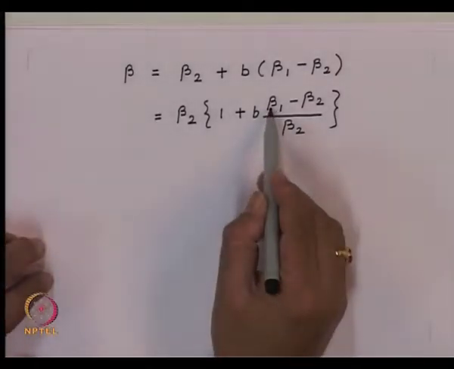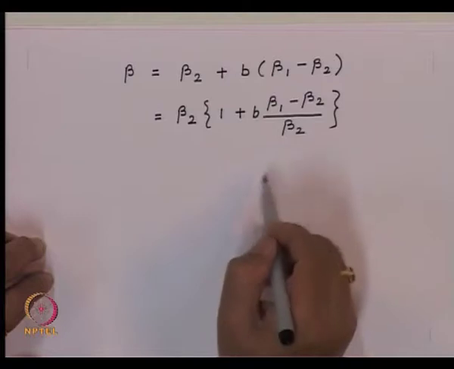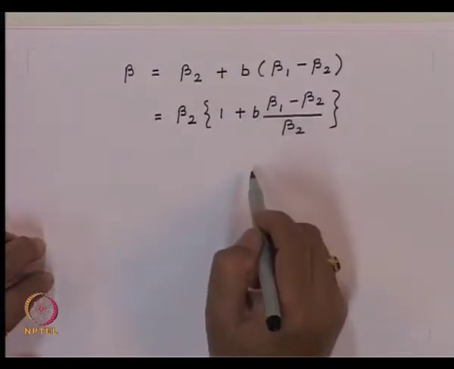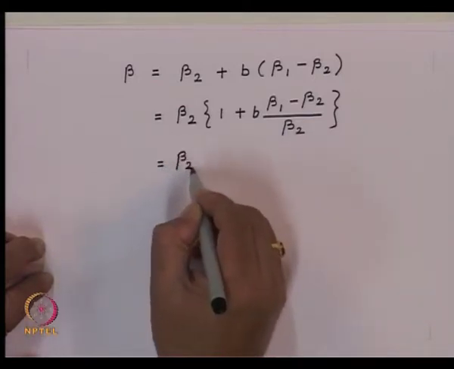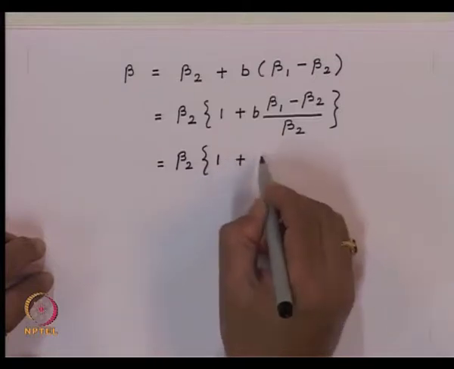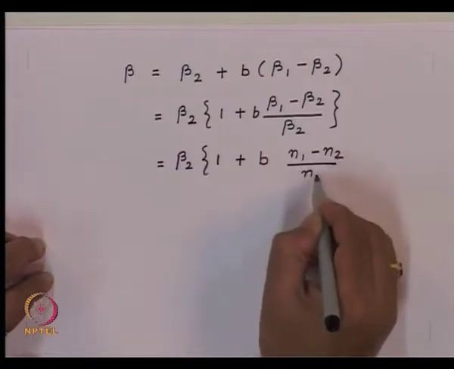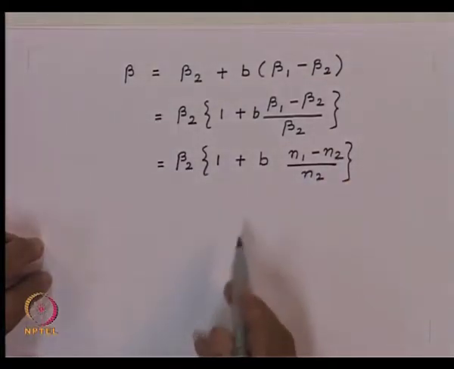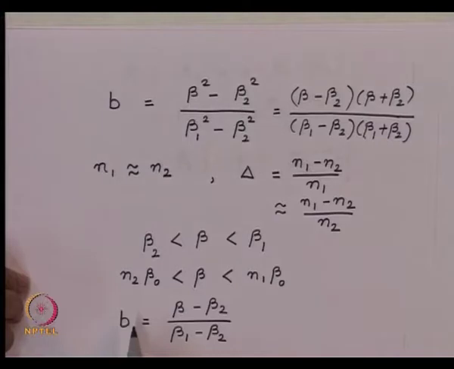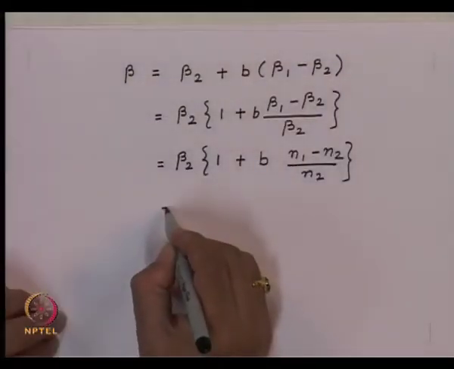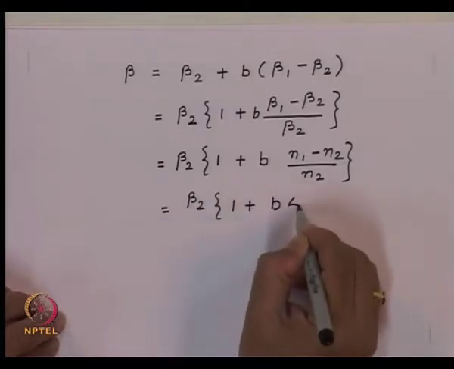Now this quantity beta 1 is n1 into beta 0, and this is n2 into beta 0. So beta 0 will cancel. So this quantity will be (n1 minus n2) upon n2. So you can write here, this is beta 2, which is 1 plus b (n1 minus n2) upon n2. And this quantity is nothing but the fiber parameter, what is called delta. So we can write this expression now in terms of beta 2, 1 plus b into delta.